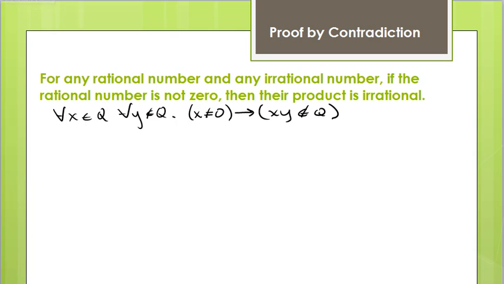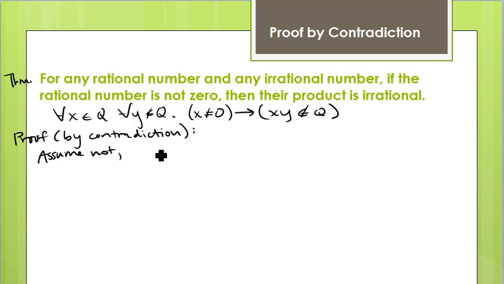So, this is our theorem, and then we're going to say proof by contradiction. Okay, so first thing we do, of course, is we're going to assume the opposite of what we're going to try to show. So we say assume not, that is, assume.